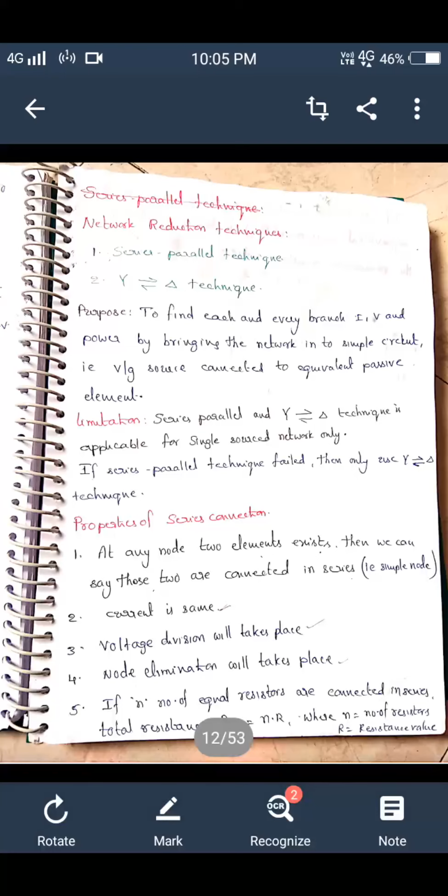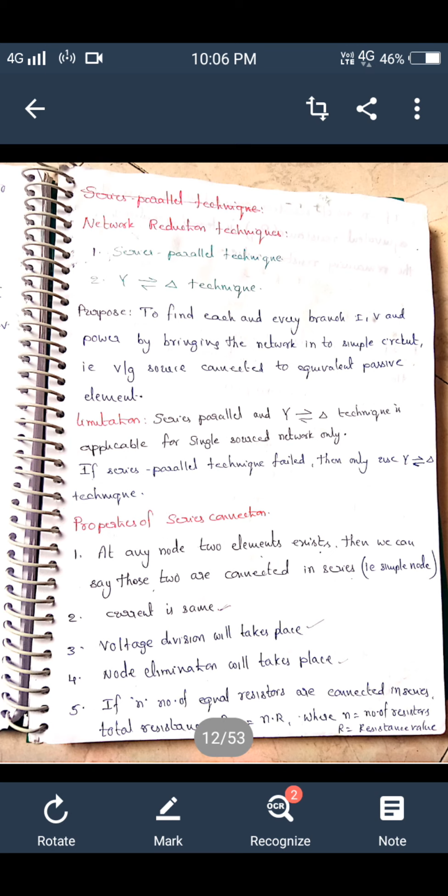Now the topic is network reduction techniques. It means simplifying any network into a simple circuit. A simple circuit means one source and one passive element. After bringing the network into a simple circuit, we will calculate the responses like current, voltage, and power across any passive elements.